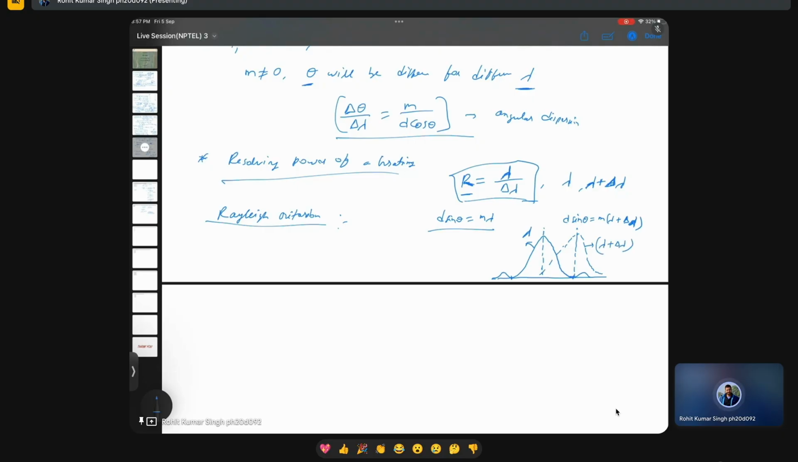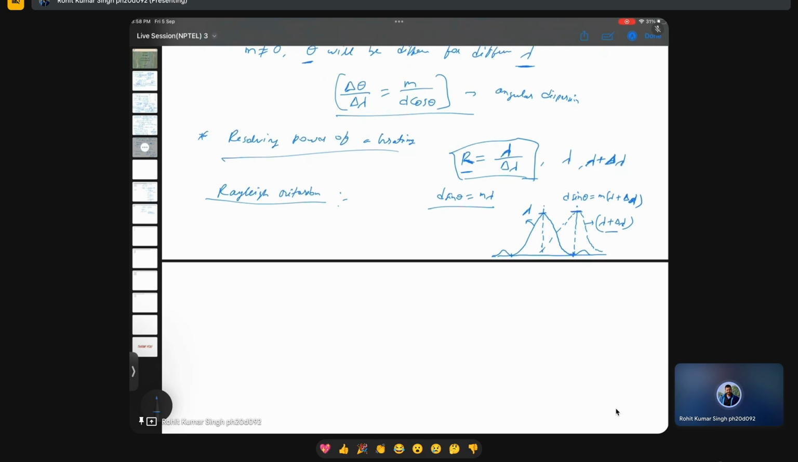Now what the Rayleigh criterion says is that if the principal maxima of lambda plus delta lambda falls on the first minima of the principal maxima due to lambda, then they are said to be just resolved. Then we can say that these two wavelengths have been resolved. You can clearly distinguish them. So this is what resolving power means. Let me write it.